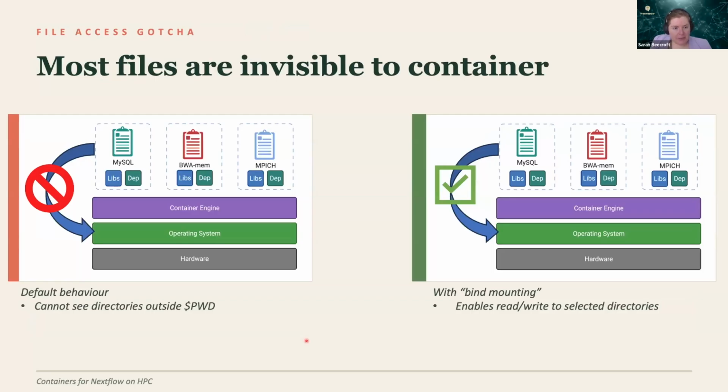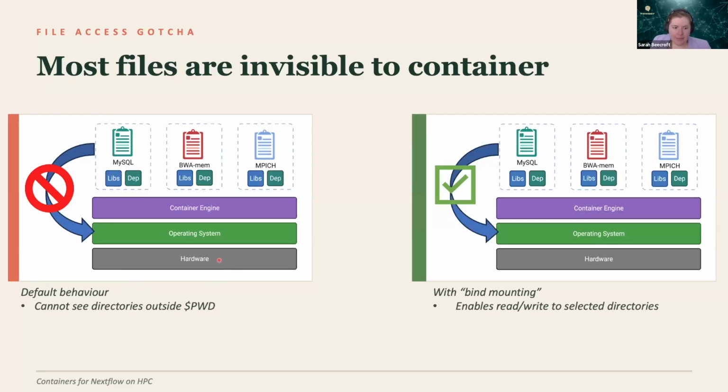So this could be a bit of a gotcha with using containers. By default, it's a feature and a gotcha, I suppose, you have a lot of isolation. The container is quite isolated in many ways from the operating system and from the host, as you would call it, the computer you're running on. The default behavior is that you can't see directories outside of the PWD and whatever else has been auto-mounted, like home and various other things.